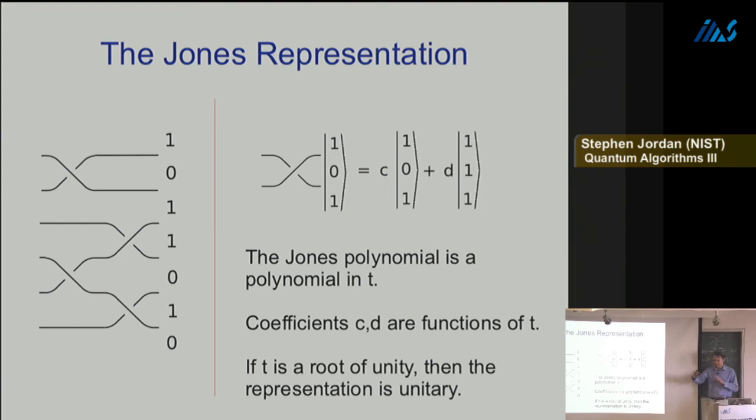Oh, C and D are determined by T. Perhaps for concreteness, I should have written it down, but C is just like minus T to the fourth or something. I don't exactly remember, but they're determined by what value of the variable you put into the Jones polynomial.